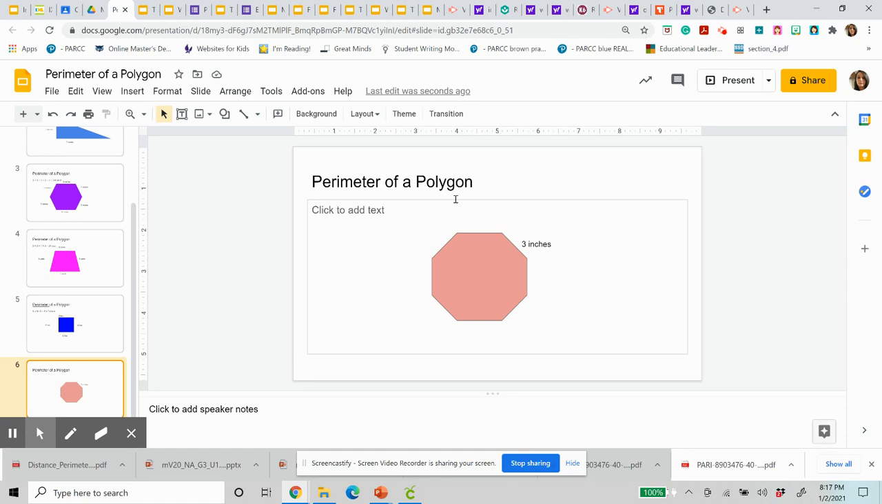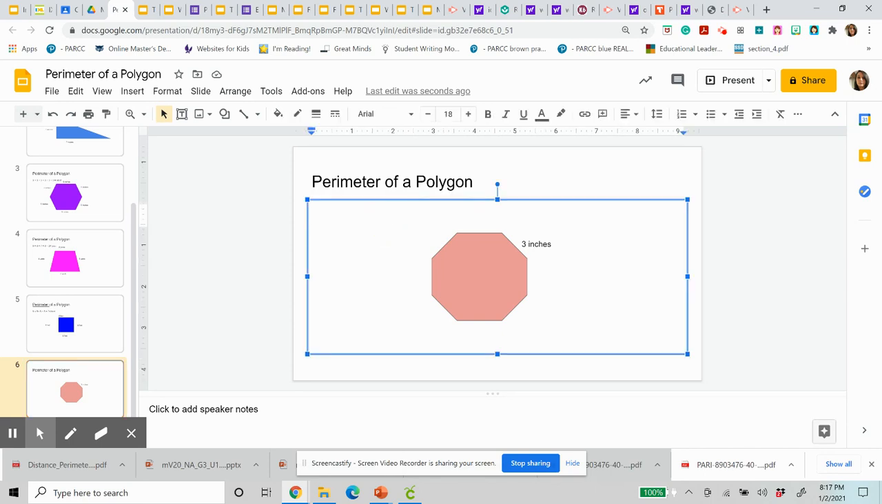Okay. So they only gave us one measurement, so we have to do 3 eight times. Then repeated addition, and you know that repeated addition is multiplication, even though we're adding up all the sides. It's just a quicker way for us to add it up, right? So it's 3, 3, 3, 3, 3 more, and 3 more. So 1, 2, 3, 4, 5, 6, 7, 8.